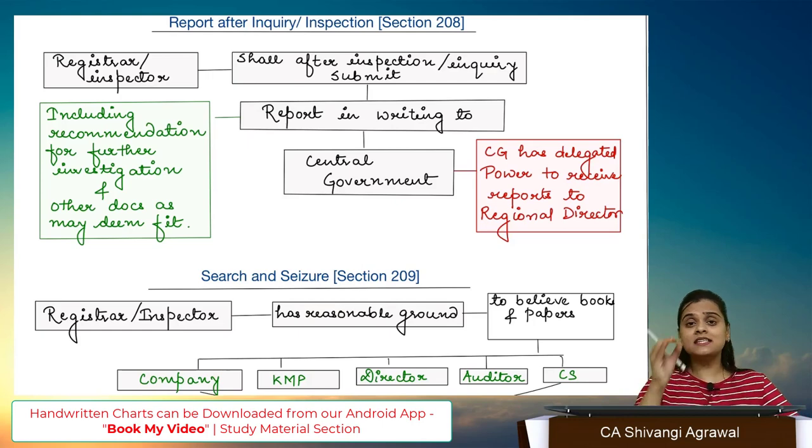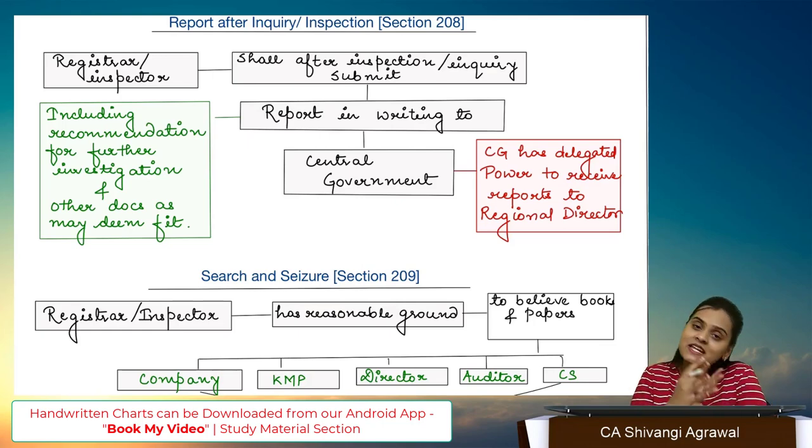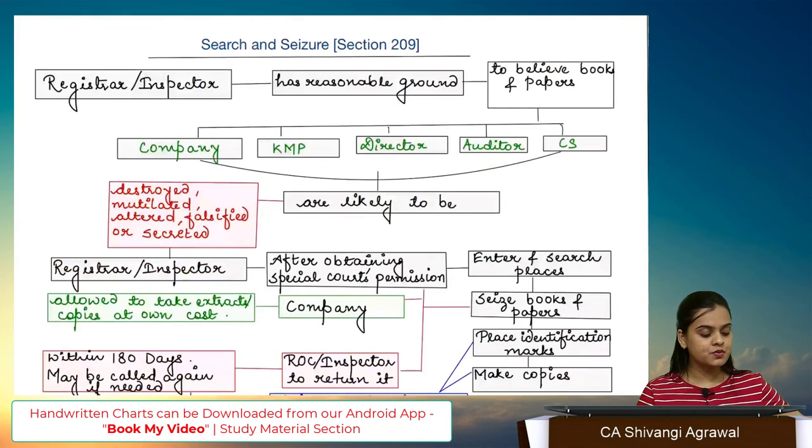Now, sometimes it may also happen that the central government wants a report in between. The inspection is not yet over, it is going on, and the central government wants some updation as to what is happening. In such cases, you have to submit an interim report. So the ROC or inspector will give an interim report to the CG if they so direct, and otherwise, on completion of the inspection or inquiry, the final report shall be submitted. This power to receive the report has been delegated to the regional director.